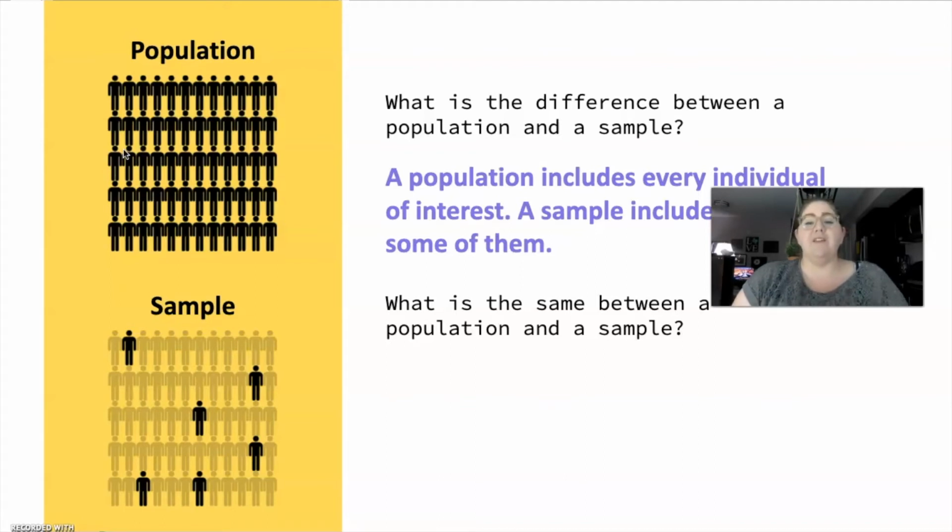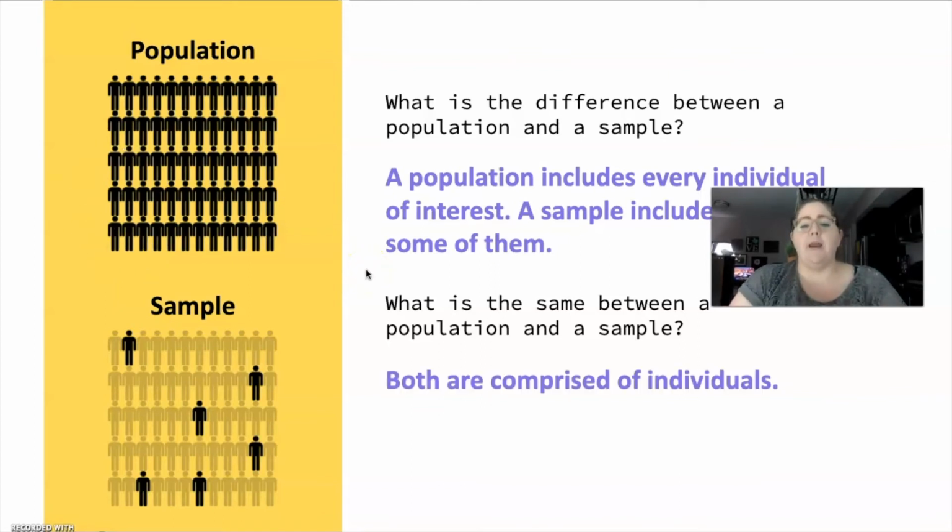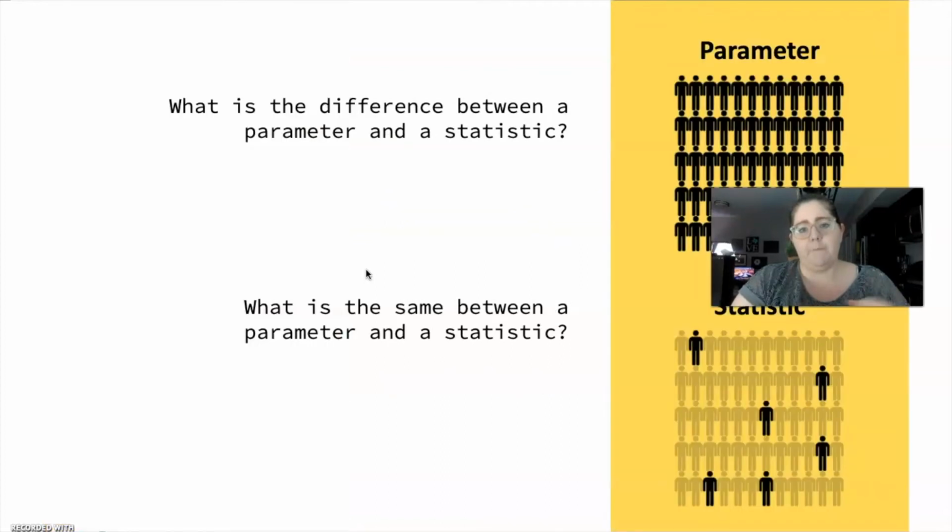Side note, an individual could be a person, it could be an animal, it could be a plant, it could be an object, it could be jars of olive oil, it could be cell phones. It's whatever that we're interested in finding out information about. Usually it's people. That tends to be the populations that we're working with, but it could be anything. What is the same between a population and a sample? They're both made up of individuals. Again, the population is everybody we're interested in. Sample is only some people.